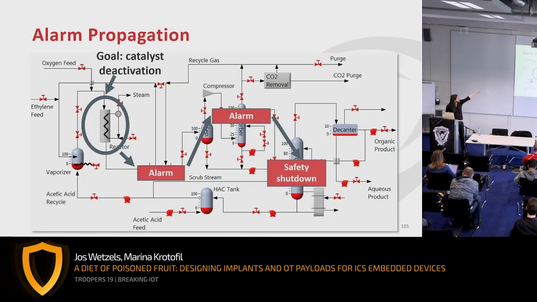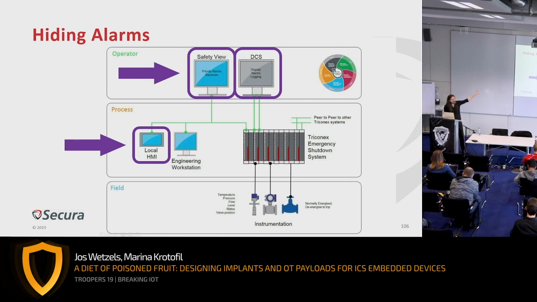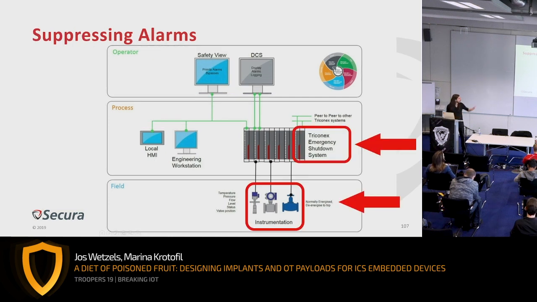Now, alarms can propagate throughout the process at different stages, be handed throughout different process units even, and then there are two ways. Either we can hide the alarms when they're coming in for the operators or a local HMI, or we can suppress them at the field device level or at the controller level. And we're going to look at this second approach because it's closer to the process.